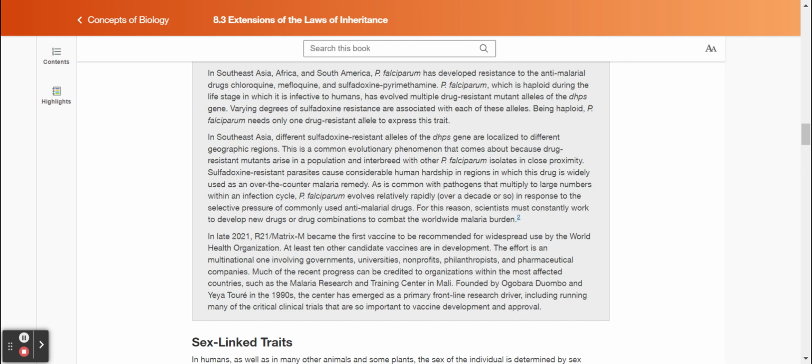As is common with pathogens that multiply to large numbers with an infection cycle, P. falciparum evolves relatively rapidly, over a decade or so, in response to the selective pressure of commonly used anti-malarial drugs. For this reason, scientists must constantly work to develop new drugs or drug combinations to combat the worldwide malaria burden.